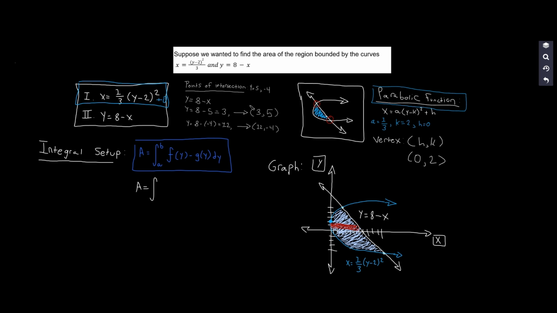Here we have 3 and 5. This 3 is x. This 5 is y. Likewise, this 12 is x. This negative 4 is y. How can we find the lower bound of integration?